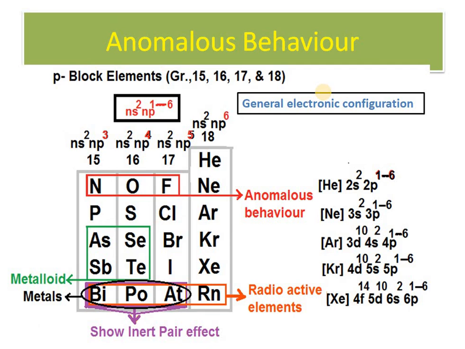This is the anomalous pair. Anomalous behavior, for example, nitrogen is not matching with phosphorus in regard to properties, oxygen not matching with sulfur, fluorine is not matching with chlorine, neon is not matching with argon. So this way, the question can be asked. So general electronic configuration should be clear. From the general electronic configuration it is also clear that in case of neon, we have only 2s and 2p. So we don't have 3d orbitals. Means to say that in nitrogen, oxygen, fluorine we don't have d orbitals.